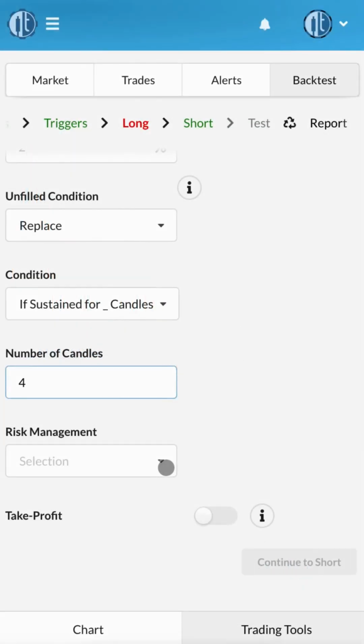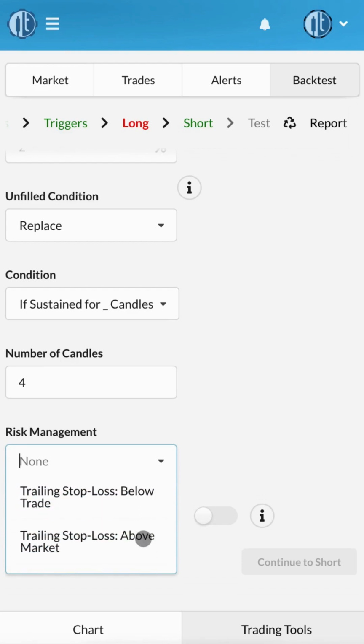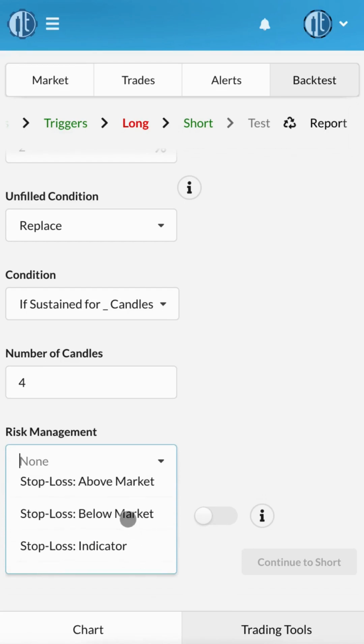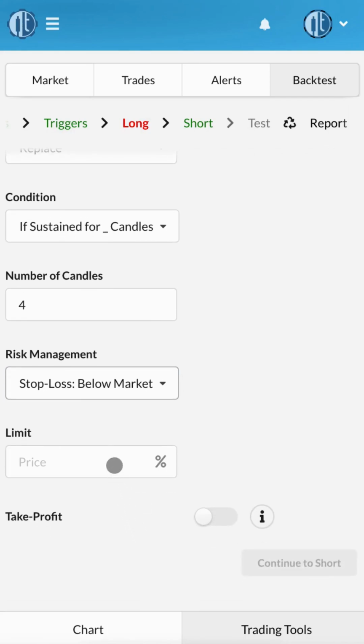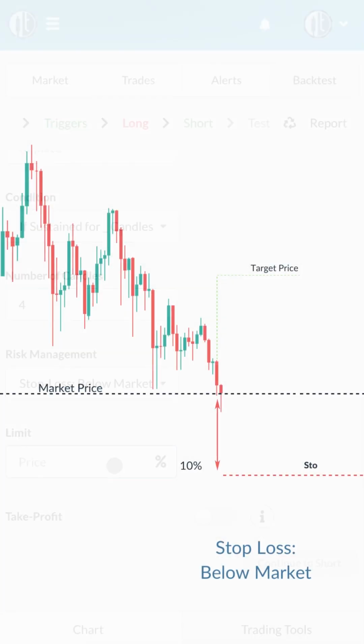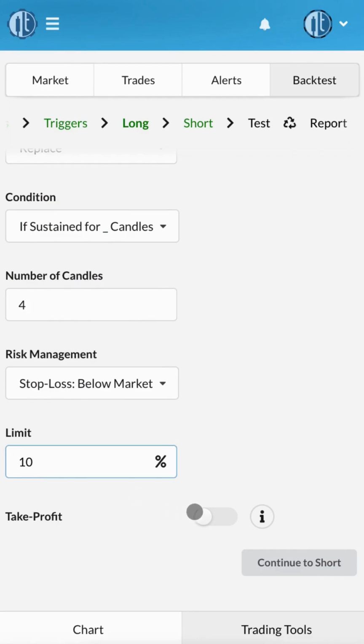Moving on to risk management. This feature is a safety measure that will help minimize losses if your system enters a position just before the market turns against the call. For example, a stop loss below market allows you to enter a percentage value that will trigger an exit market order if the price reaches that level. This is a very common practice and one that is recommended in almost all strategies. To learn more about risk management, visit our documentation.